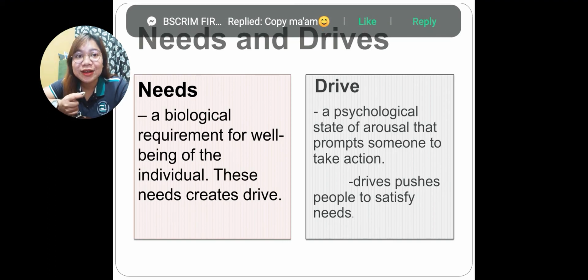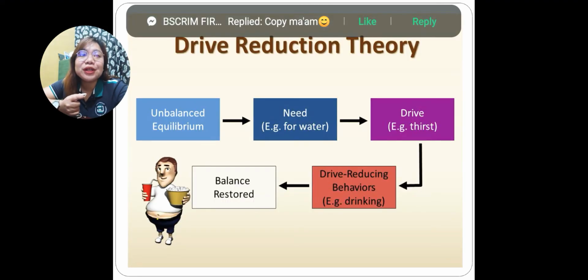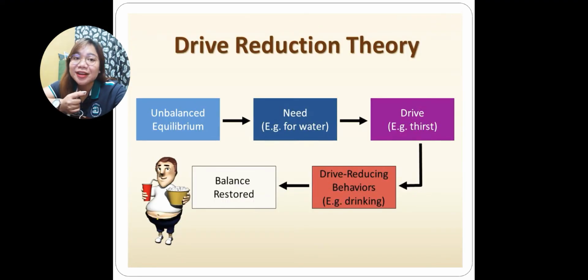Okay? Now, this is an example of the drive reduction theory, for you to better understand the relationship between need and drive. So, unbalanced equilibrium. With your unbalanced equilibrium, you will feel, for example, the need for water. And that need for water is established, or you will feel it, through a drive which we call thirst, kauhaw. And because of that kauhaw, you will do a drive-reducing behavior, like drinking water. Okay? What will you do para mabulongin mo kauhaw? Mainom sang tubig. And with that, the balance will be restored. So this is, class, the drive reduction theory, which tells us how need and drives are related.